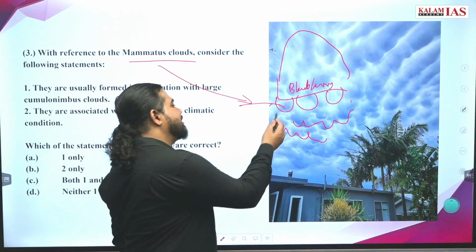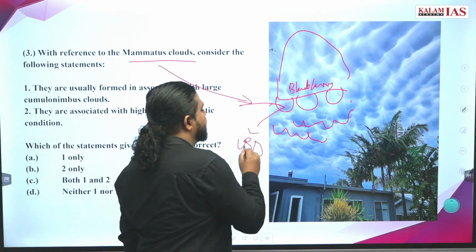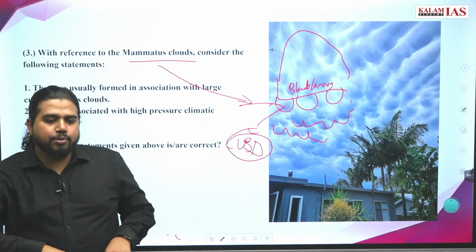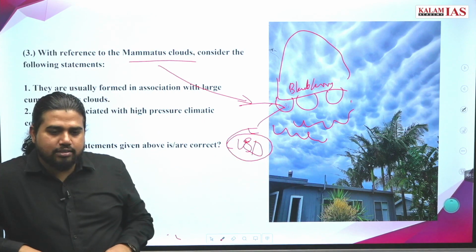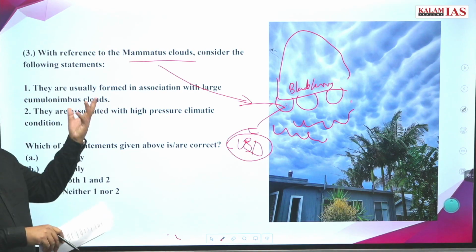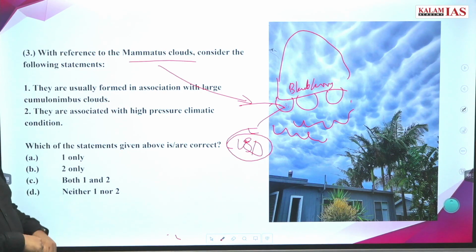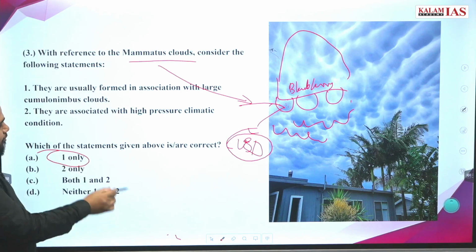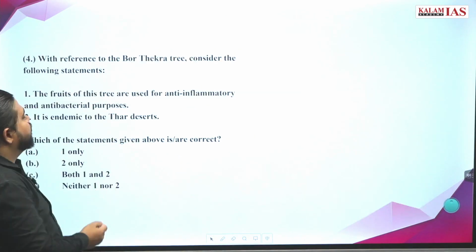It mostly happens in the USA and areas nearby. Other factual details you can read from the material. So here the answer is A1 only. Now answer the fourth question first.